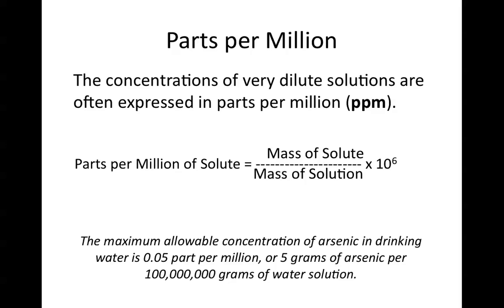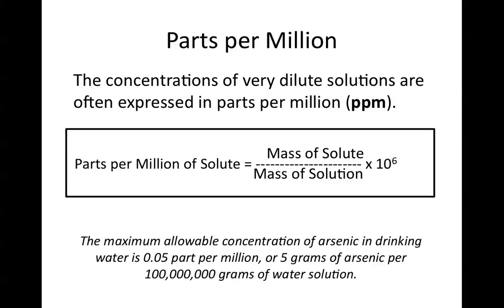So the first one is parts per million. The concentrations of very dilute solutions are often expressed in parts per million, or ppm. We technically have even parts per billion for even tinier amounts, but we don't have to worry about that. This formula is on the back of the reference table. You put the mass of your solute over the mass of the total solution, and you times it by 10 to the 6, or by a million.